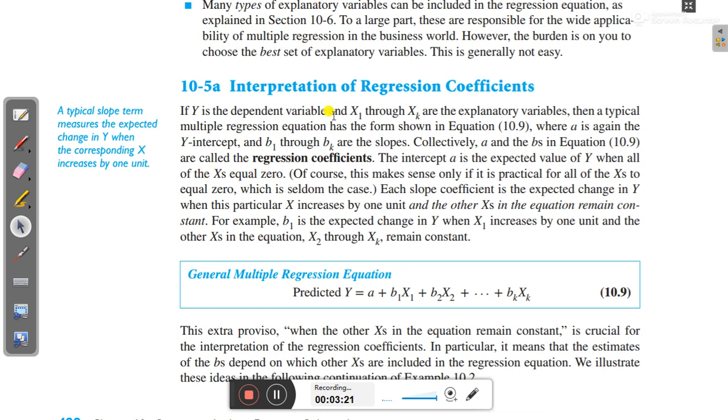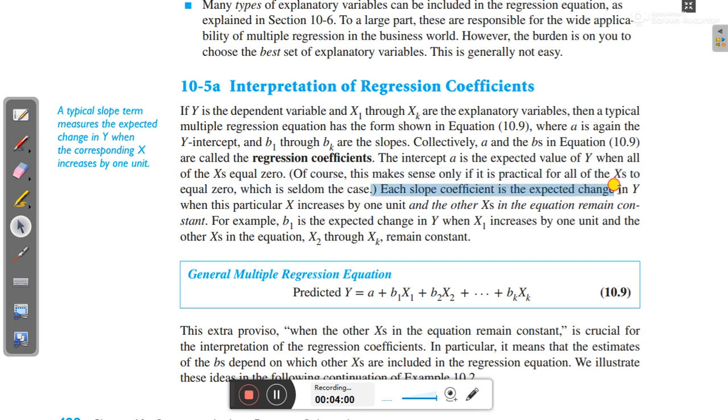So, interpretation of regression coefficients in the case of multiple regression. If y is the dependent variable and x1 to xk are explanatory variables, then a typical multiple regression equation has the form shown in equation 10.9. So predicted y equals a plus b1 x1 plus b2 x2 and so on, up to bk xk. If there are x1 to xk explanatory variables, a is again the y-intercept and b1, b2, up to bk are the slopes of x1, x2, up to xk. Intercept a is the expected value of y when all of the x's equal 0. Of course, this makes sense only if it is practical for all of the x's to equal 0, which seldom is the case.